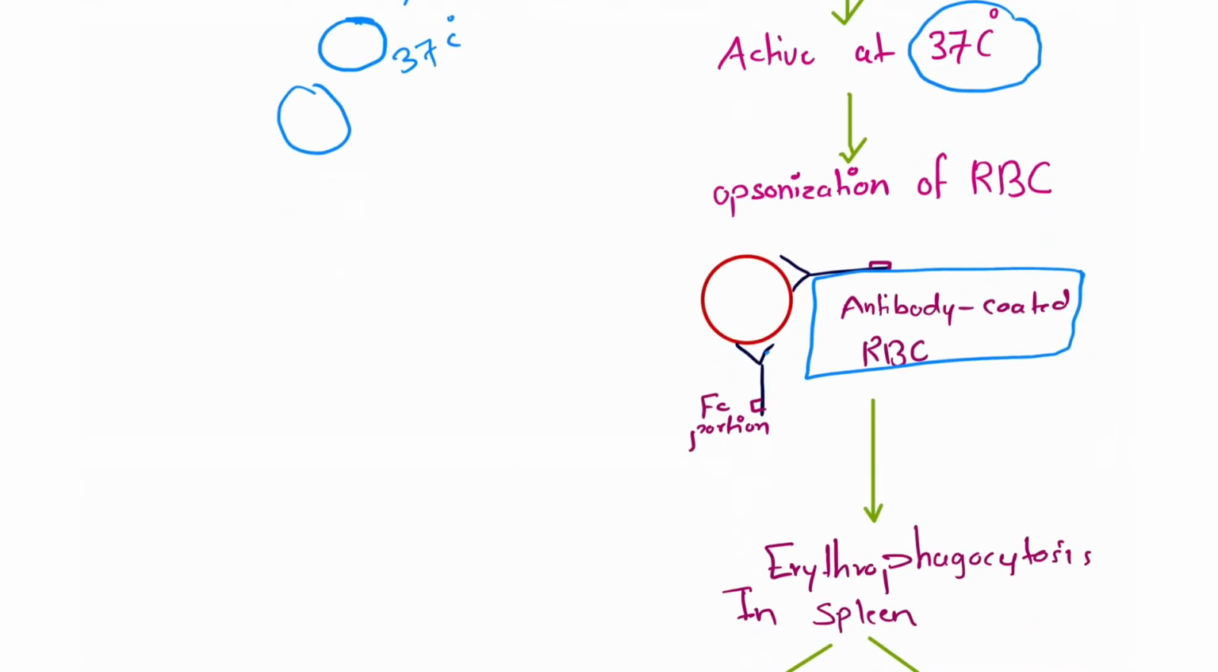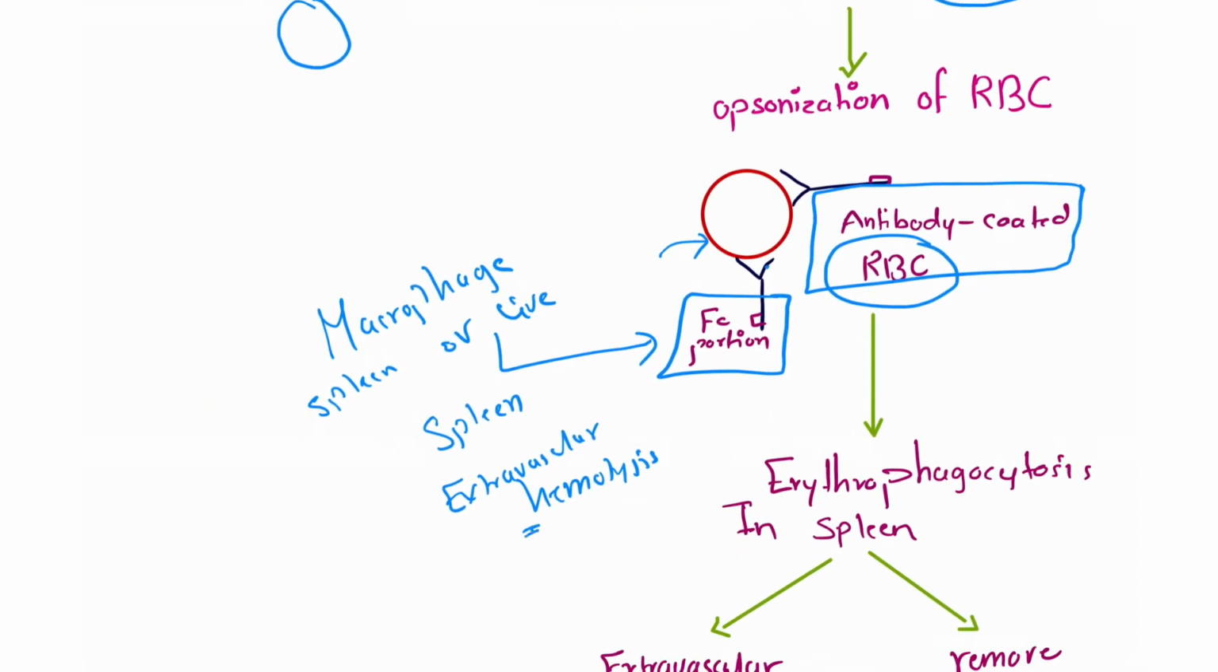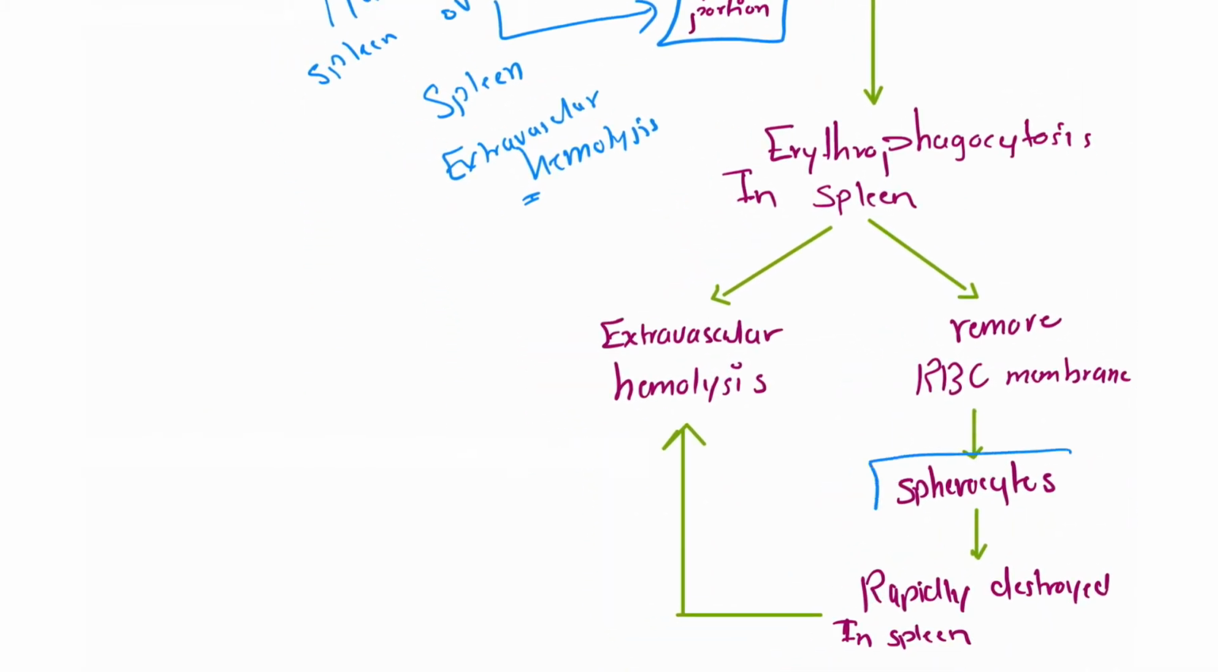What will happen? The macrophages present in the reticuloendothelial system, meaning the spleen or liver, will recognize the Fc portion of this antibody. So you will notice the Fc portion of the antibody attached to the RBC. So there will be destruction of antibody coated RBC inside the spleen or liver. So we will have extravascular hemolysis. Besides destruction, what else can these macrophages do? They can only destroy part of the RBC membrane, or remove part of the RBC membrane. So what will we have? We will have spherocytes.